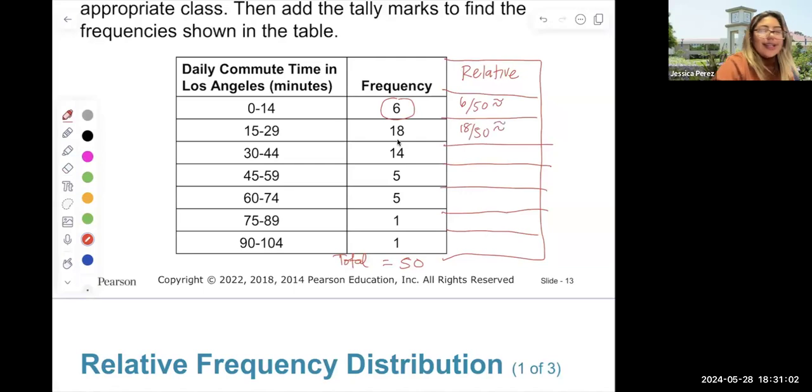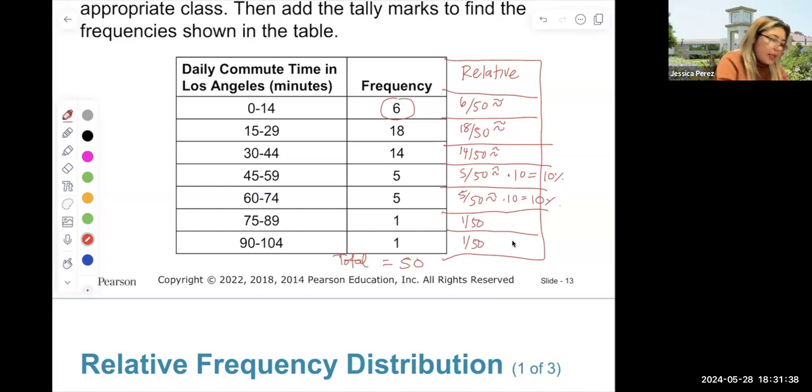Why out of 50? Because that is your total. We want to see how much percent of the total this class width has. And then this is going to be 14 out of 50. We're going to do 5 out of 50. We know that this is 0.10, or 10%. So we can put it as a decimal, and because this is 1/10, this is another 1/10. This is 1/50, 1/50.